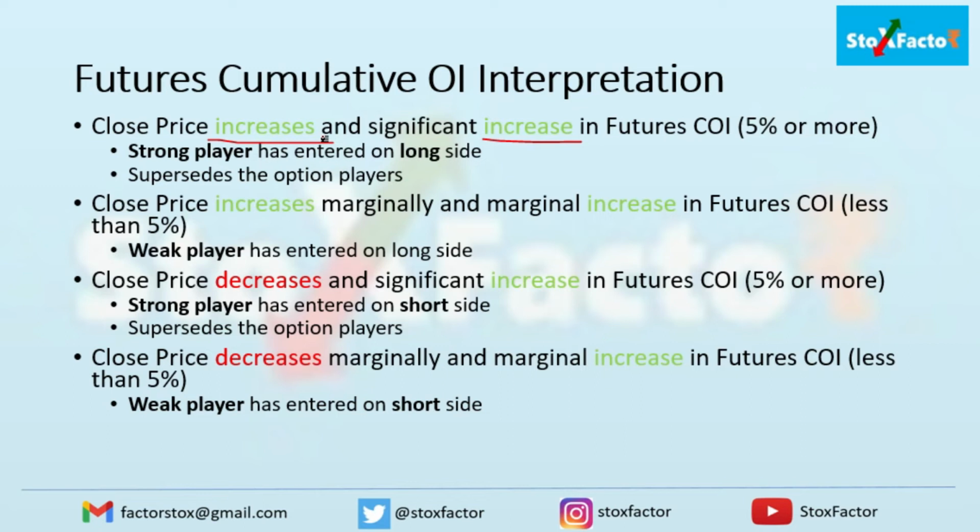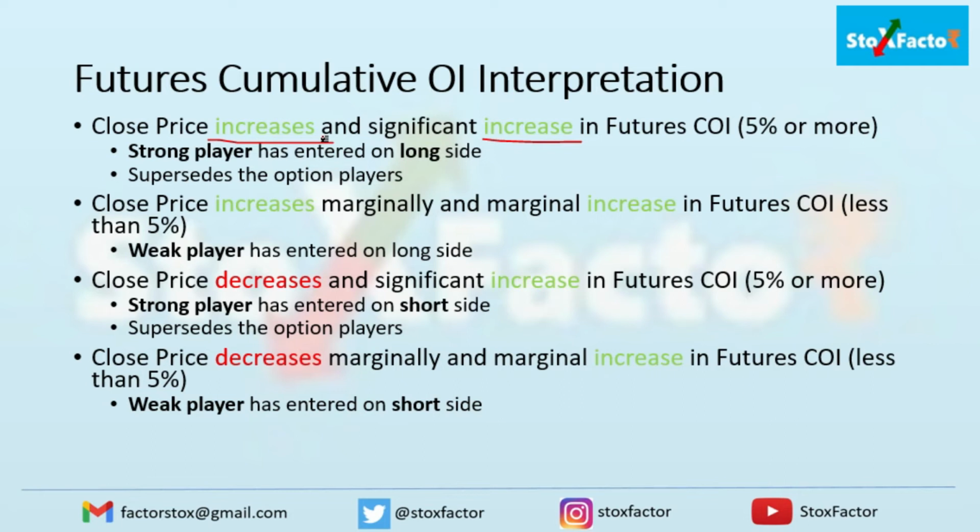That's what we have also highlighted in our dashboard: whenever there is an OI buildup on the short side or on the long side of more than 5%, we highlight that because it indicates that a strong player has entered. Also, if you see that in conjunction with the delivery data in the cash market, suppose on the same day there is a significant delivery for that particular stock, and there is a significant long buildup in the futures position of 5% or more, and there is a significant increase in close price.